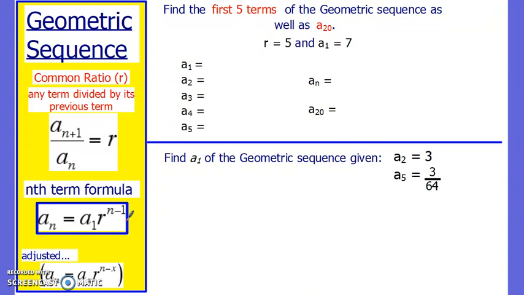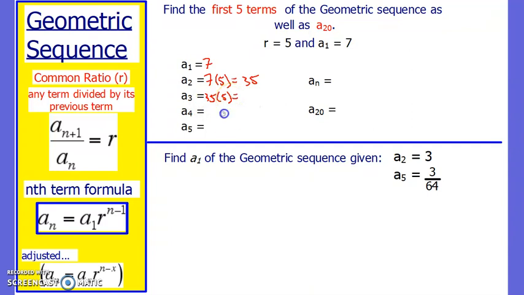So notice up top here, if we're asked to find the first 5 terms of the sequence, we could first set up the formula, but really if we already know a sub 1, the basic idea is I want to take that term and multiply it by my common ratio. I'm going to take any term times my ratio to get to the next term. And again, any term times my ratio to get to my next term.